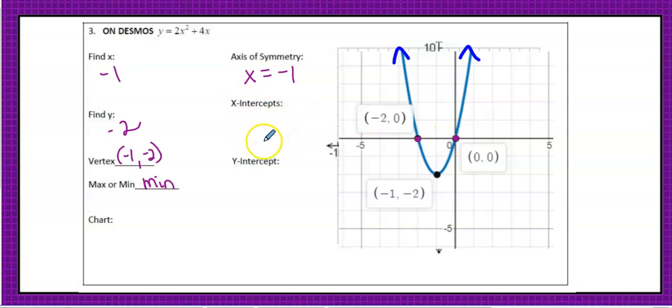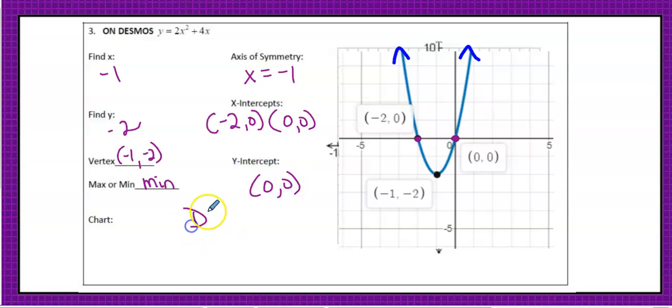The x-intercepts are here and here. Again, I would just write them as ordered pairs if I were you. I just think that it's easier. -2, 0, and 0, 0. Sometimes there's only one. Sometimes they're imaginary, and we did a little bit of that. If that happens, we'll go with the quadratic formula to find what they are. Okay, the y-intercept is also right here, so that is also at 0, 0.